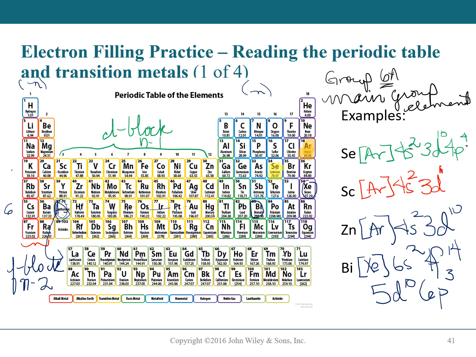Okay? Here with scandium and zinc, we're filling our D block. Those are your transition metals, not your main group metals. On bismuth, going back to your main group, where is bismuth? It's in group 5A. And look, it has 5 valence electrons.